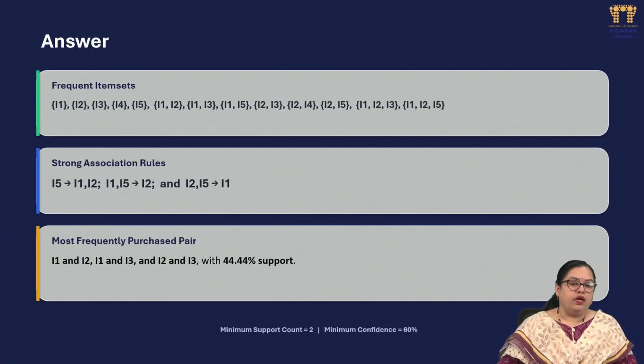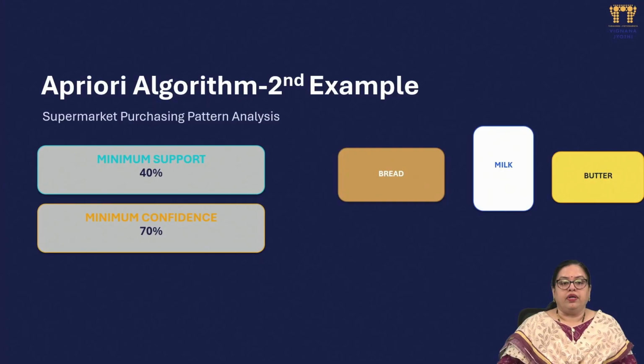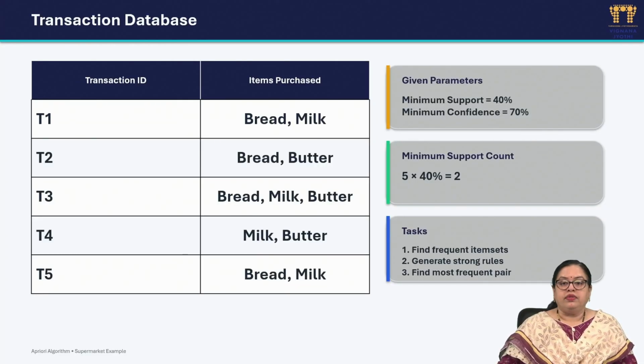So next we will discuss another example, where the question gives minimum support of 40% and minimum confidence of 70%. Here we are seeing the example of a supermarket purchasing pattern analysis, where bread, milk, and butter are combined in transactions. Then we find out our minimum support count and minimum confidence from that.